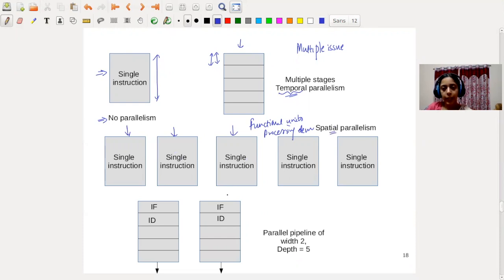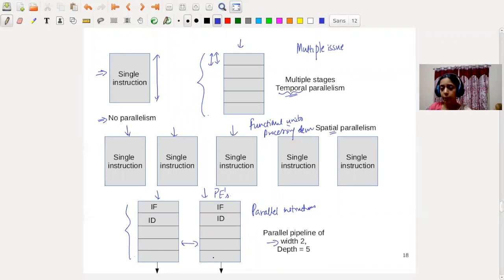But what is most widely used is this kind of structure, which is a combination of both spatial and temporal parallelism, wherein you have these multiple functional units or processing elements, and then you have them pipelined. So basically, it is like the same single pipeline that we had, but operating on multiple parallel units. You can think of them as parallel instructions running on two different pipelines. So this is of width 2, because there are two processing elements or functional units.